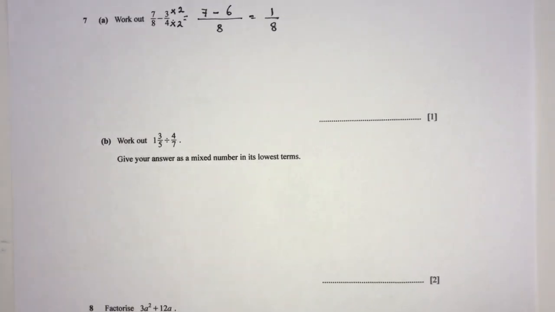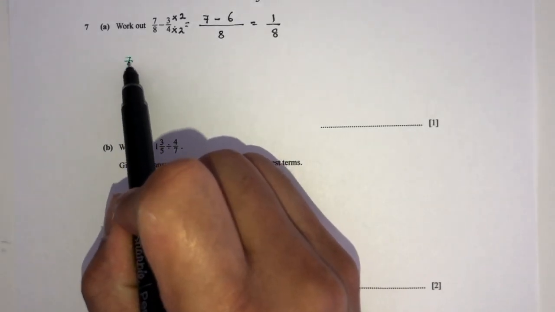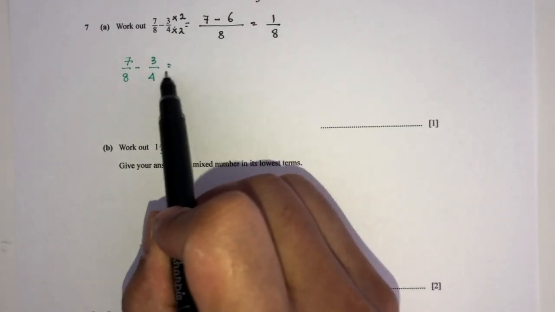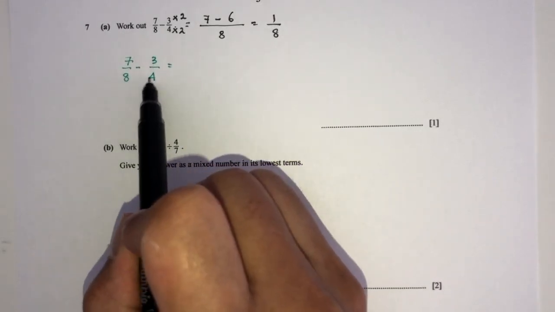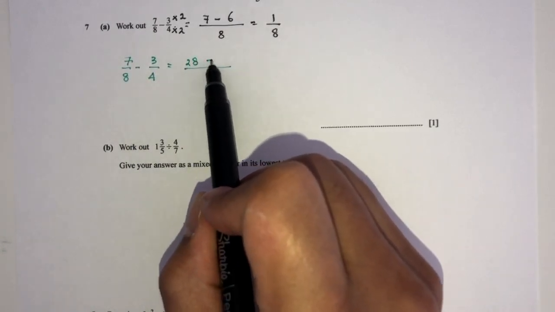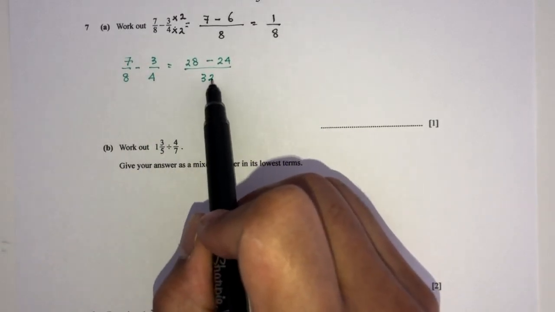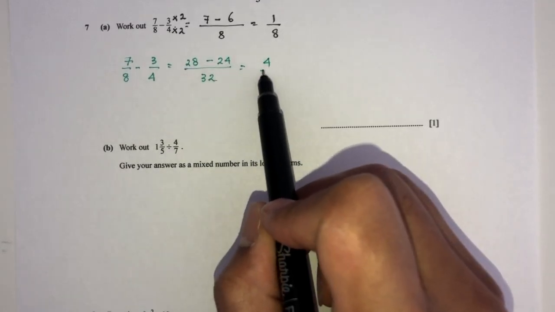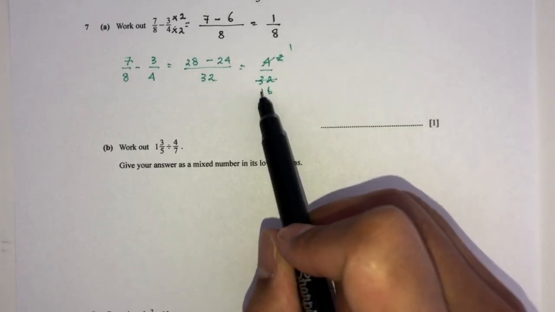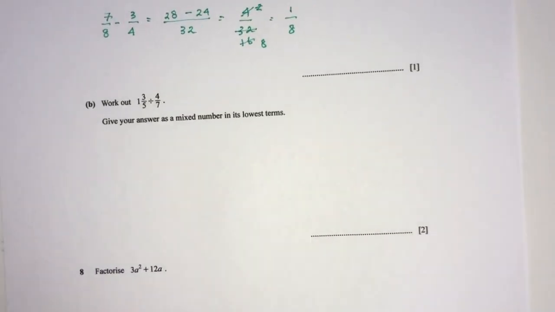Or we can always use the usual method. Again, you can skip that part if you guys know already, which is 7 over 8 minus 3 over 4. We can cross multiply and multiply by each other. So cross multiply. This time this will be 28 minus cross multiply 24, and this time this will be 32. So that will be 4 over 32 divided by 2. That will be 16 divided by 2. That should be 8. As you can see, both will give you the same answer for question part A.